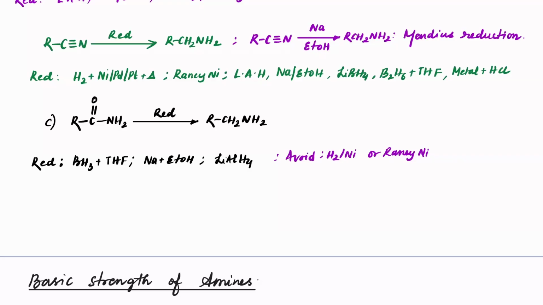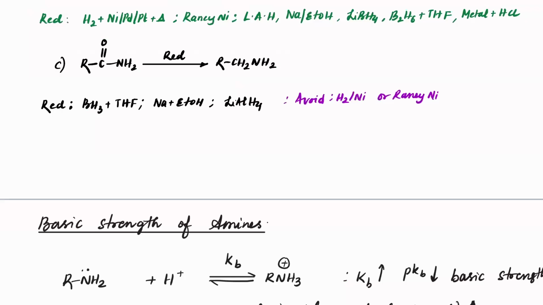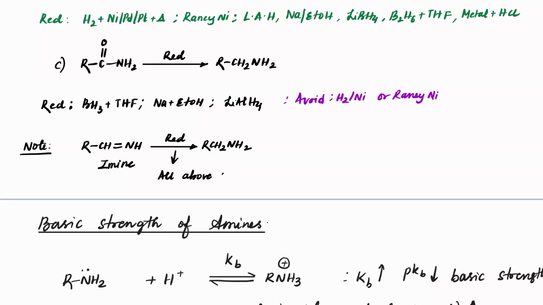While if you have only an imine, as a note, that is CH double bond NH, this is an imine form. Imines are reduced by almost everybody. All reducing agents can easily reduce that into CH2NH2. Got it? We can take any reducing agent, that means all the above-mentioned reducing agents can easily reduce imines into amines.